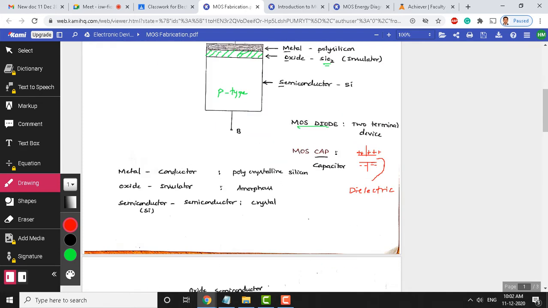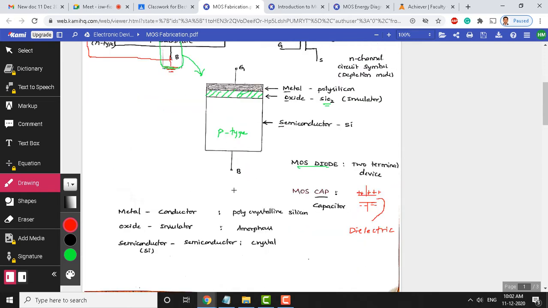So, the same thing is explained here. Metal is a conductor, the top layer, which is of polycrystalline silicon type, and the oxide layer that you are seeing is an amorphous material type, and the semiconductor, which is silicon, is a crystal. Now, there are 3 different materials here. Obviously, when 3 different materials are interfaced, the energy band diagrams will vary. There is something called a band bending process that happens at the interface between the different materials, that we are going to study in the energy band diagram.